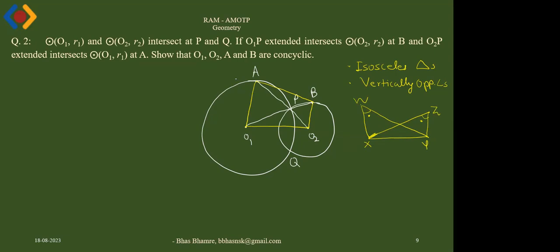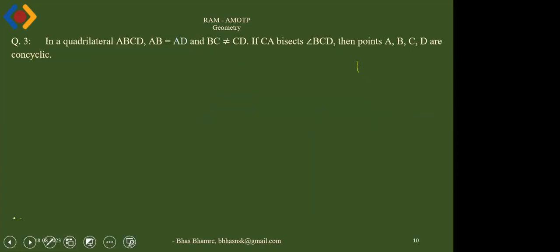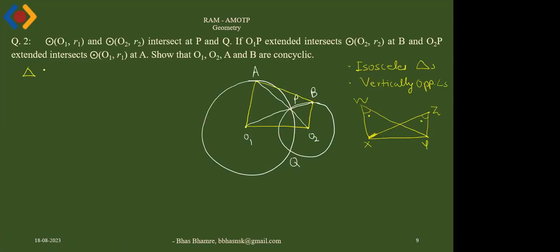Good. So Atharva is asking where we are going to get the isosceles triangles. Nice. Radii of the same circle are equal. Okay, radii of the same circle are equal. So we have that triangle O1AP is isosceles because O1A is equal to O1P, radii of the same circle.